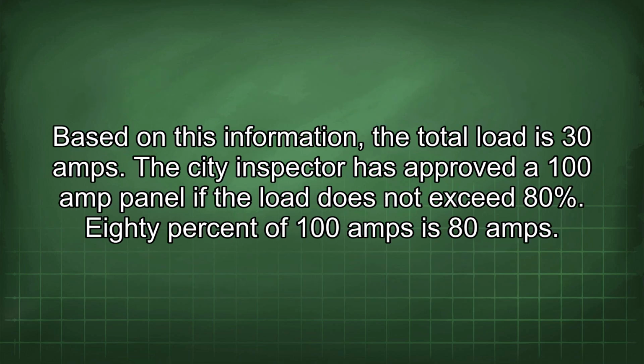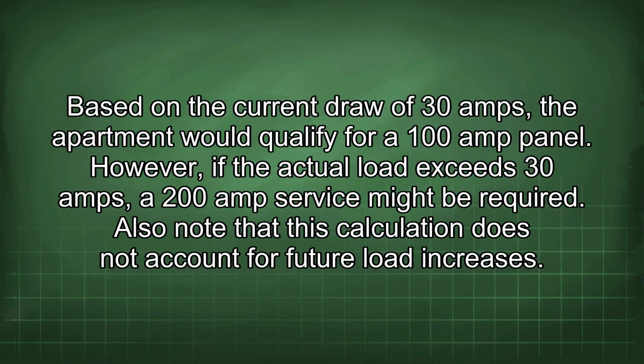Based on this information, the total load is 30 amps. The city inspector has approved a 100 amp panel if the load does not exceed 80%. 80% of 100 amps is 80 amps. Based on the current draw of 30 amps, the apartment would qualify for a 100 amp panel. However, if the actual load exceeds 30 amps, a 200 amp service might be required.